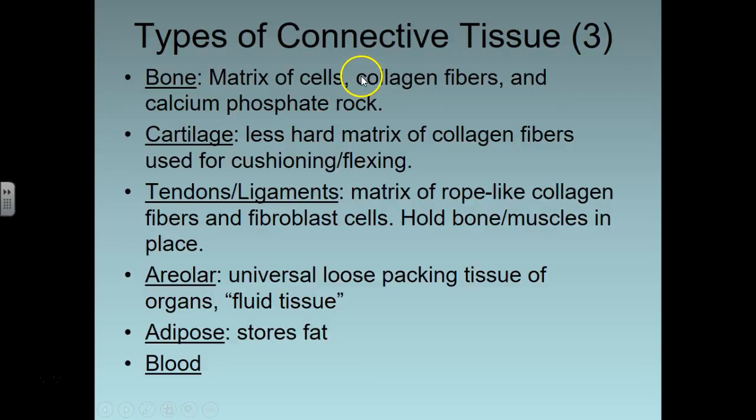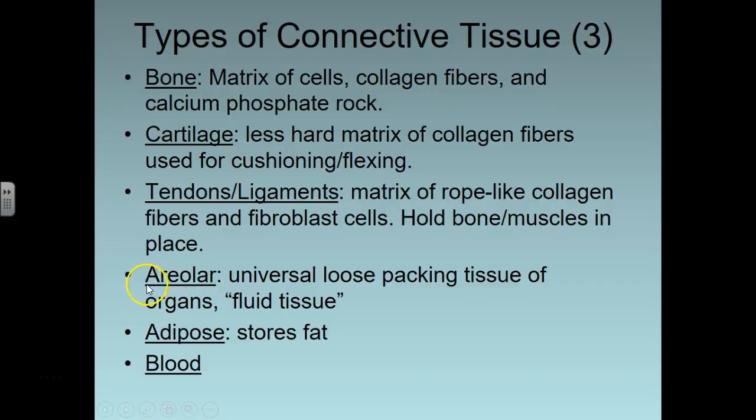So going back to that thought question, number 3 earlier, where do you find connective tissue? Well, we have bone. So like I said, it's got a matrix of cells, collagen fibers, and calcium phosphate rock. Cartilage, tendons, ligaments, which are all part of, like I said, your skeletal system. Areolar tissue is a fluid tissue. This is the loose packing tissue, which sounds gross, of your organs. So this is pretty much the tissue that you would find in your body cavities.